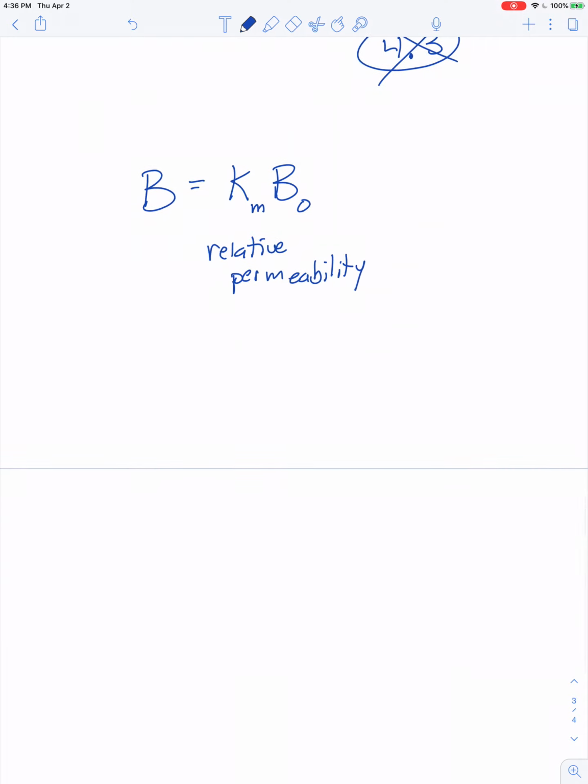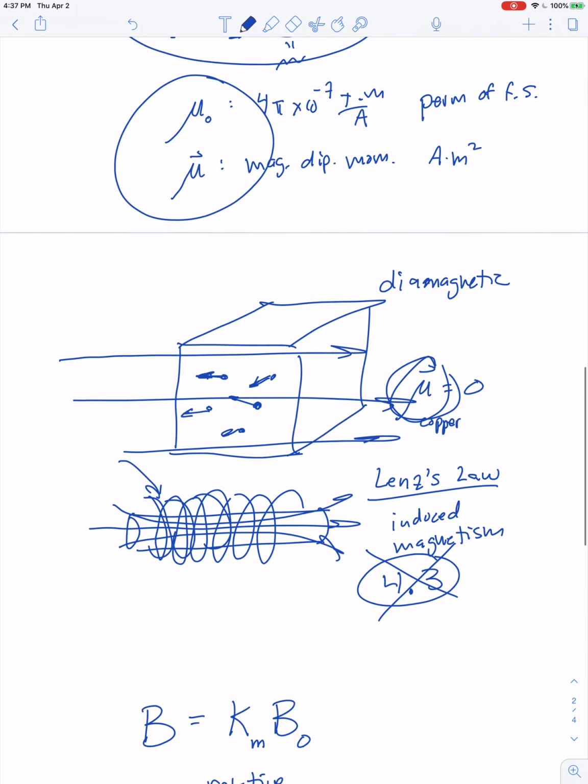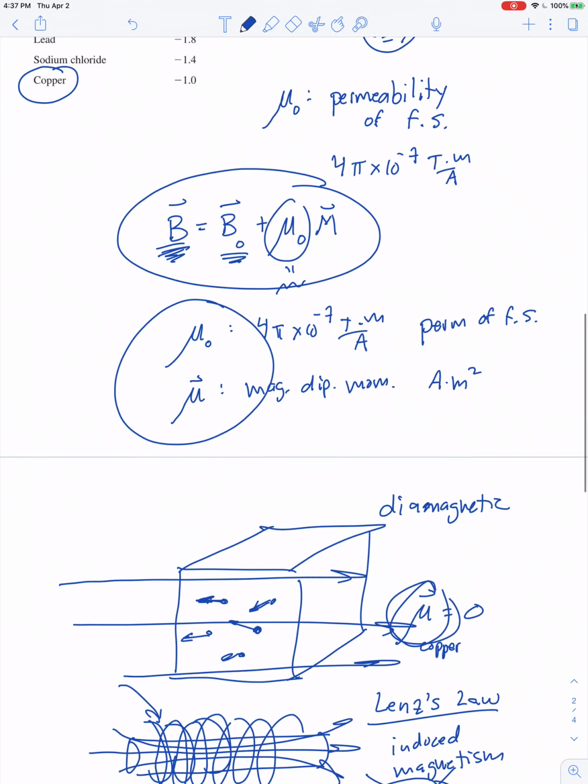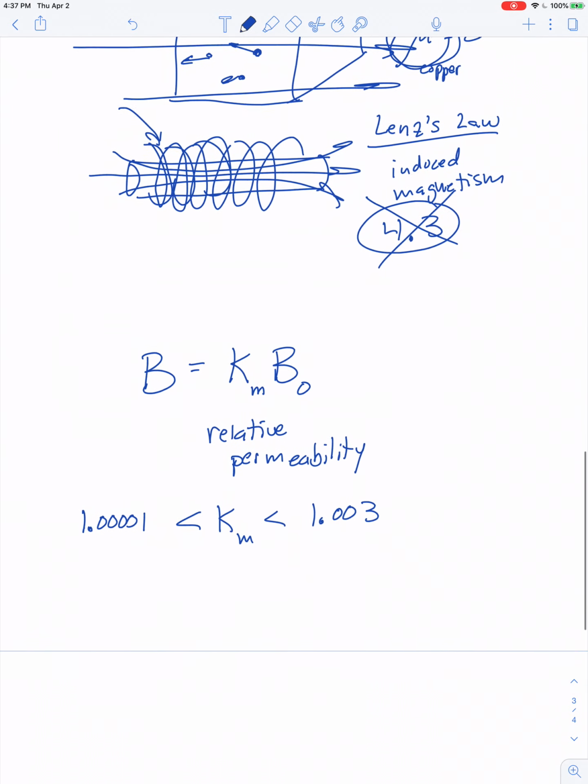Relative permeability has values that are pretty close to 1. So for most paramagnetic materials, the relative permeability is generally something like 1.00001 to as much as 1.003. So you can see that when your electromagnet is wound around materials like platinum or aluminum or even uranium, you're not going to get a very large increase in the magnetic field.